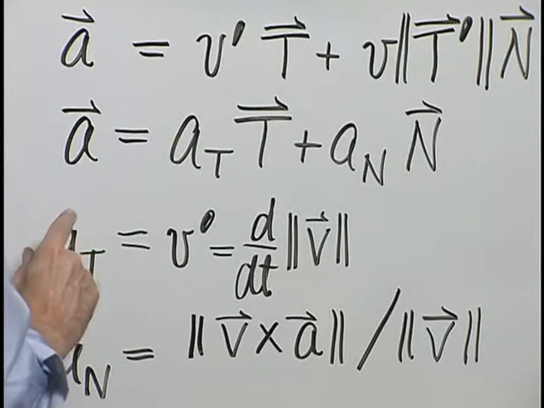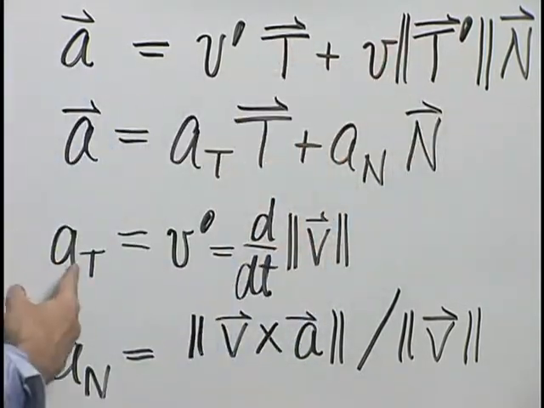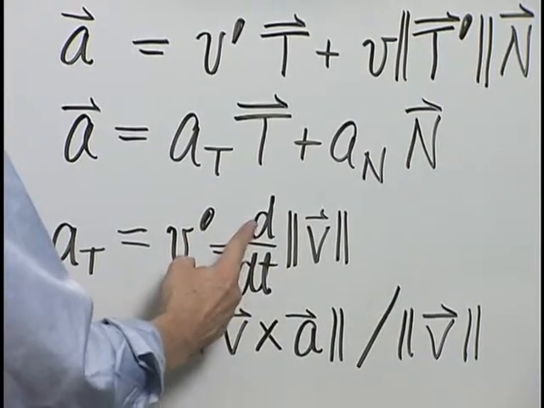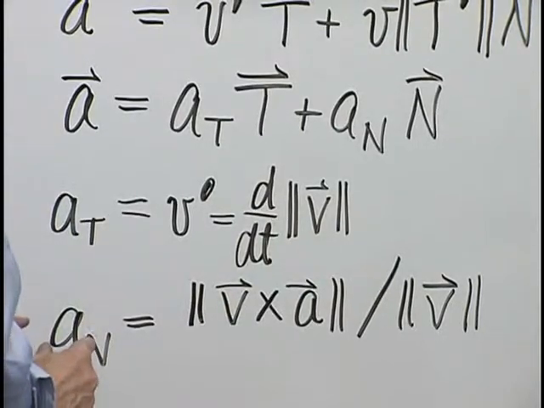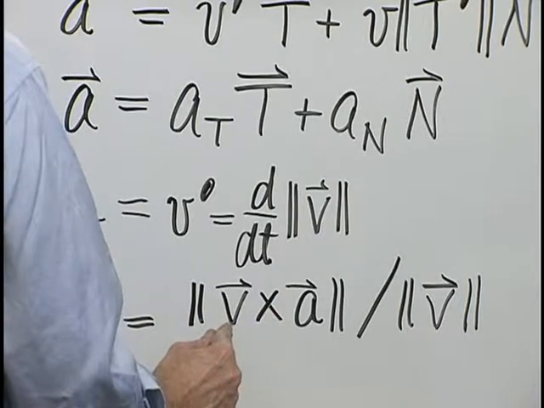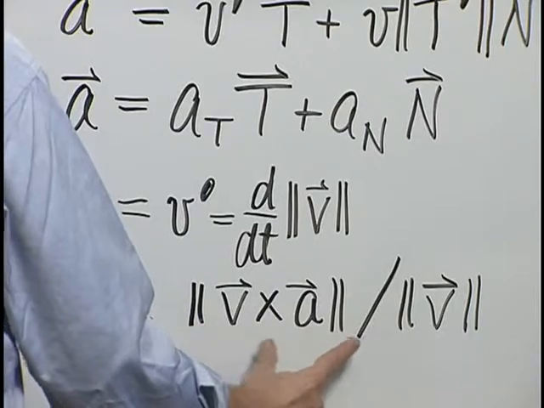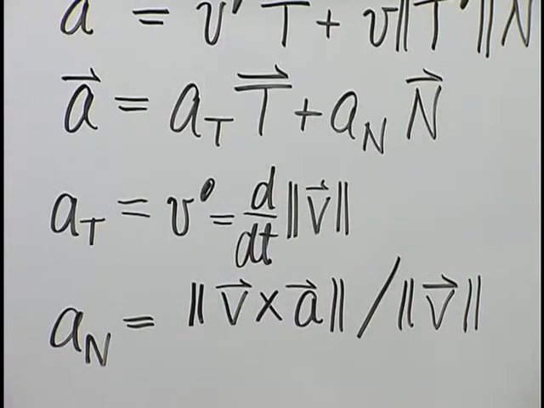Now, for calculations, these formulas aren't completely convenient. For instance, we can say that the tangential component is the derivative of the speed, that is d over dt of length v. But as far as the normal component is concerned, it's best to calculate it by just computing the cross product of the velocity and the acceleration, take the length of that vector, and divide by the length of vector v. Now, why is it the case that this formula holds?